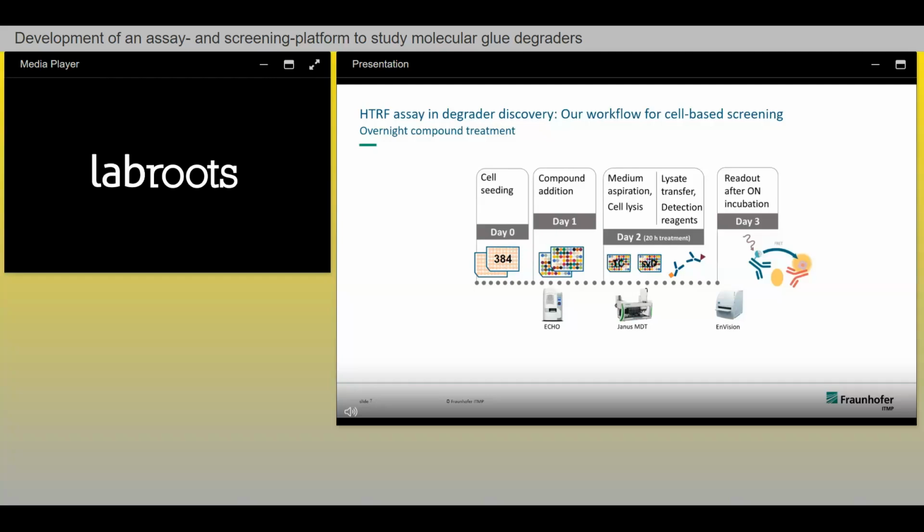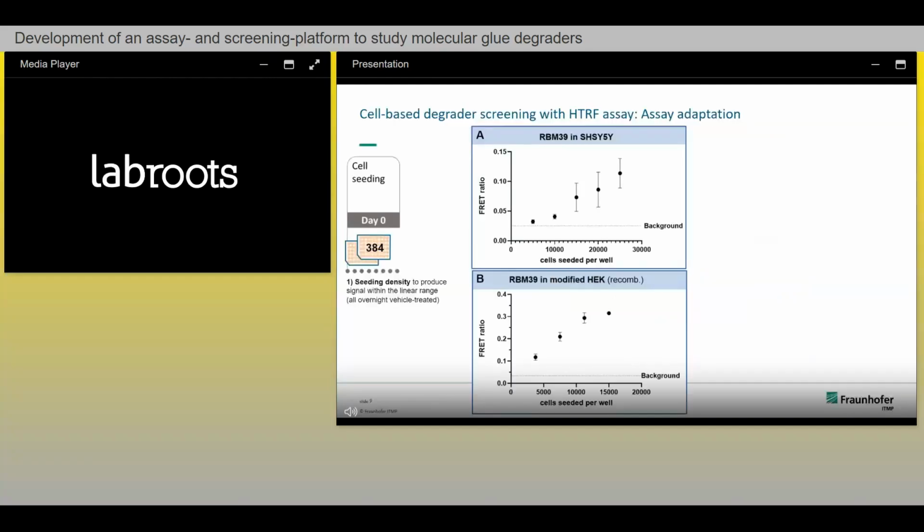So actually the 6-hour dose response curve that we've seen showed already quite efficient degradation, and that's why in the case of RBM39 we were even able to shorten the assay duration to a 2-day from seeding to readout, because we could do compound treatment for 6 hours only. So this one would then capture the more rapid degraders of the target that we're looking at, if you will.